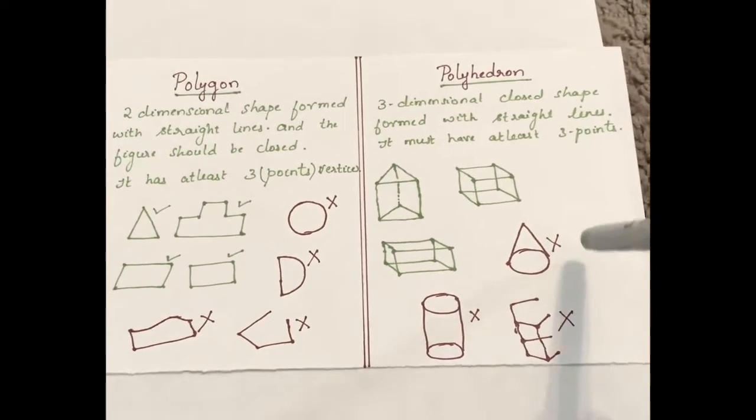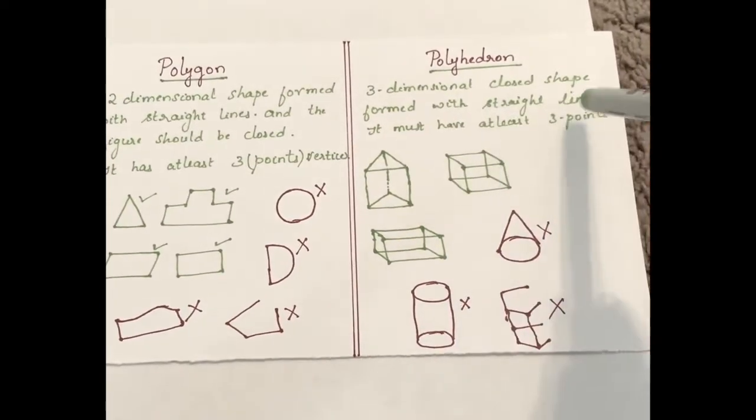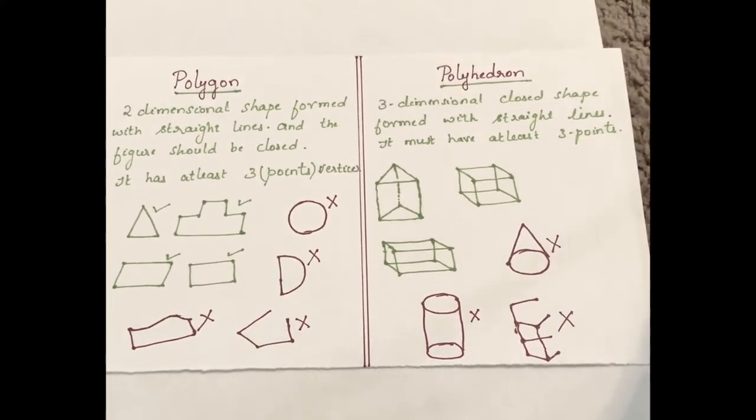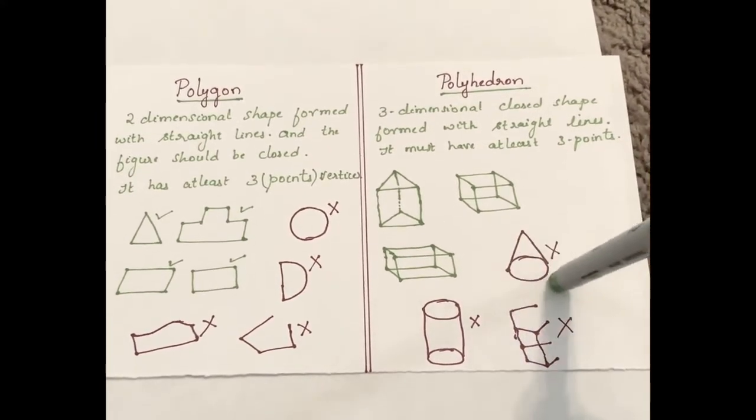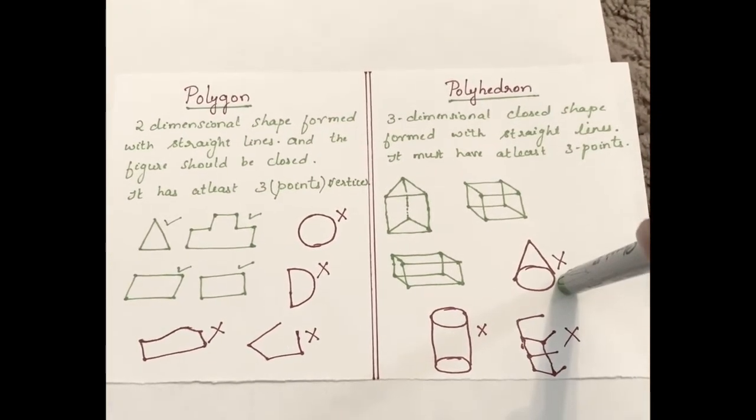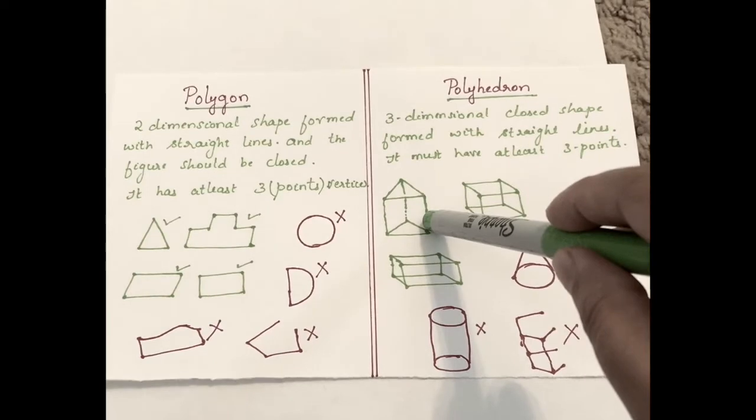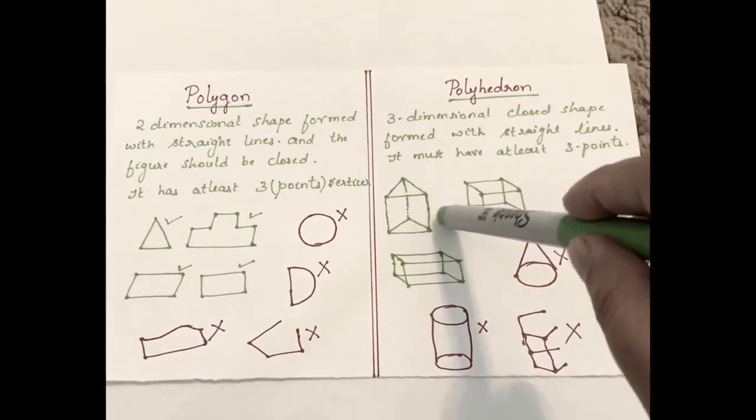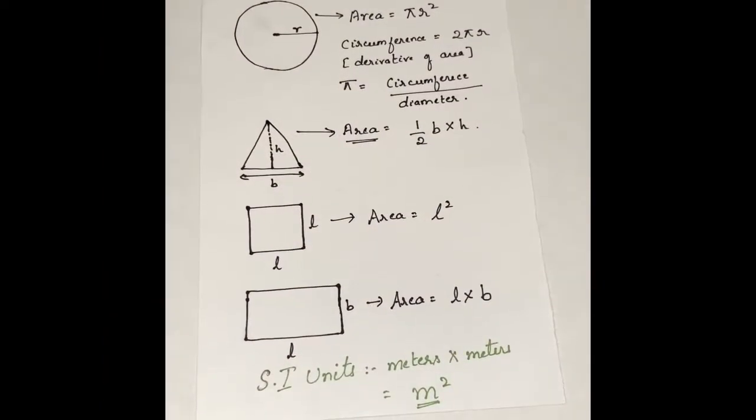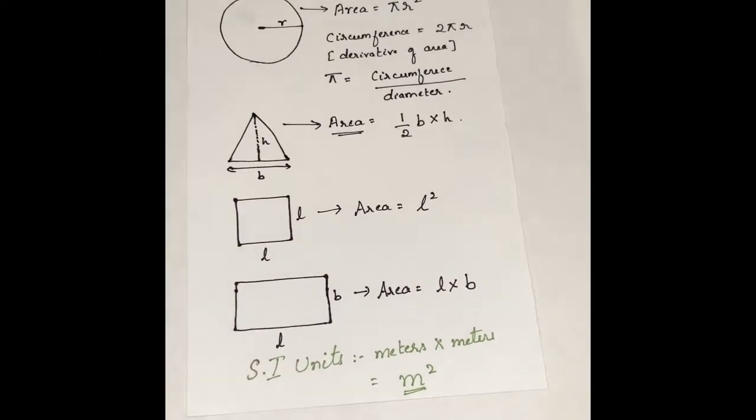What are polyhedrons? Polyhedrons are three-dimensional closed shapes formed with straight lines. It must have at least 3 points, and it must not have any curved surface. This cone is not a polyhedron. This is a polyhedron, a triangular prism, as it does not have any curved surface. Now I am using this as a clue card.